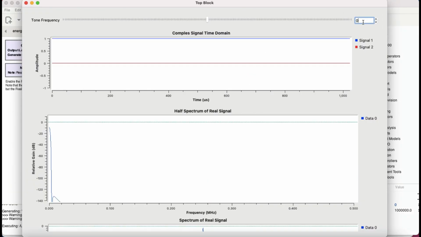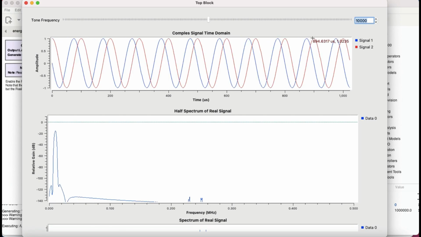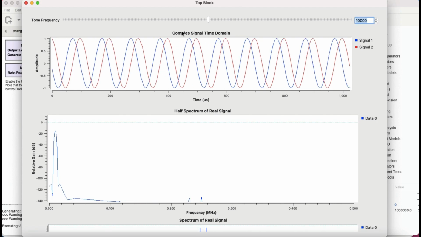I'm going to change this frequency to, let's say, around 10 kilohertz. All right. So if you were to look at this, this is a complex signal. There's a typographical mistake; it's supposed to say complex signal. Okay.